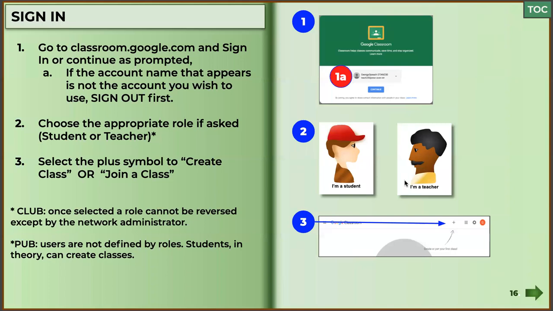This is really hard for adult learners because they don't look at these words down here. I am a student, I am a teacher. They look at the profile that's given them. And if it looks like an adult, they will choose the adult. So many times I've heard that adult learners need to understand which role they're going to be, because if they select teacher in a club, they aren't allowed to join your class. If you select student because you like the little ball cap there, you aren't allowed to create a class. So make sure you choose the right role if you're prompted to do that. I don't think they do this on the pub anymore. They used to. I think this is strictly a club selection. So if you mistakenly choose student and you want to be a teacher, you're going to have to call your network administrator so that they can change your role for you.